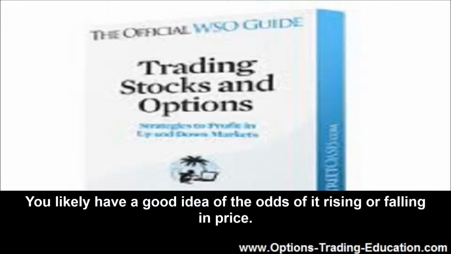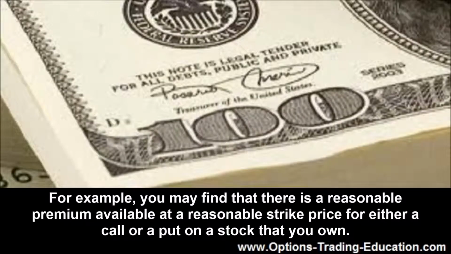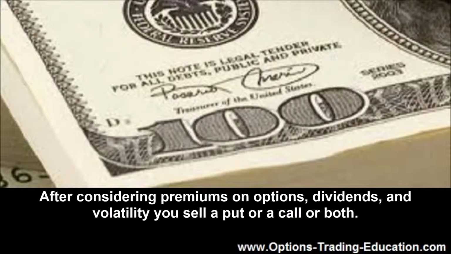You likely have a good idea of the odds of it rising or falling in price. For example, you may find that there is a reasonable premium available at a reasonable strike price for either a call or a put on a stock that you own. After considering premiums on options, dividends, and volatility, you sell a put or a call, or both.